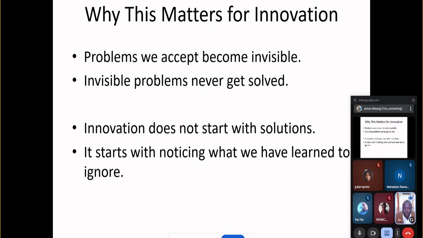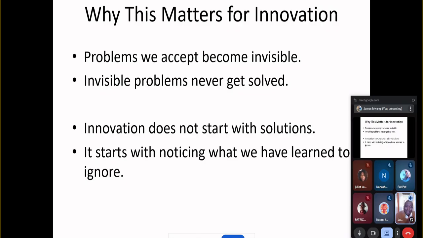That is something we mentioned before, that if a problem persists, it can be accepted as normal. When it is accepted as normal, it becomes an invisible problem, and when it is invisible, it can never get solved. So we have to question the norm. We have to think out of the box. We have to question: do we really have to go through this pain?